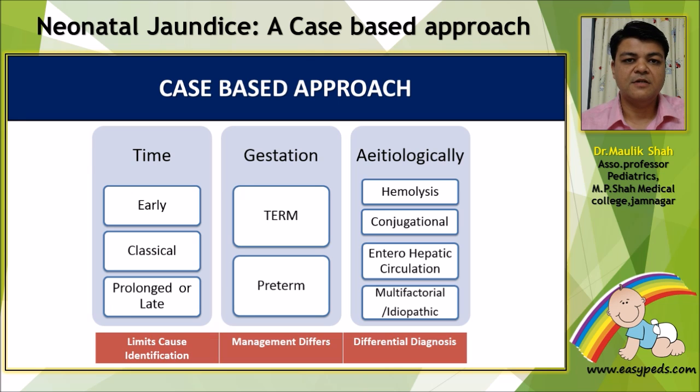This helps us, say for example, looking at time gives us limitations to limit the cause of the particular jaundice and identify it. When we look at the gestation, it helps us from management point of view, simply because the term and the preterm jaundice need a separate set of management, or their cutoff lines are different when we plot them for the graph. Etiologically speaking, if we classify them into different categories, then the differential diagnosis will be much easier.